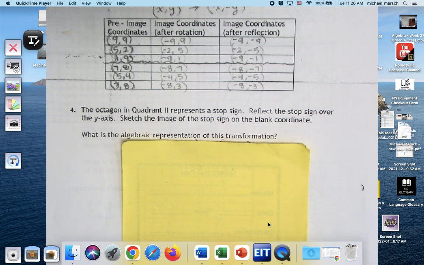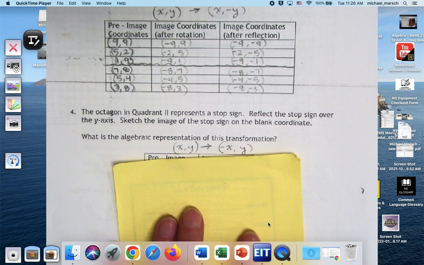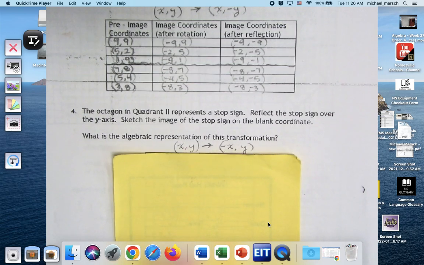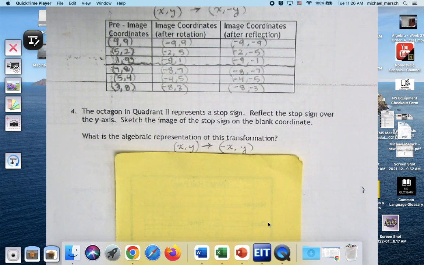What is it? We're reflecting over the y-axis, so the x changes. So what's it going to be? (x, y) turns into (-x, y), right? So that negative sign actually just means if it's positive, make it negative. If it's negative, make it positive.